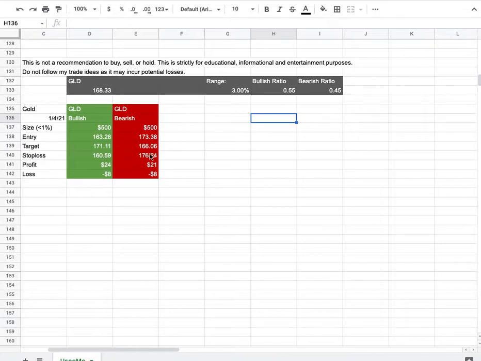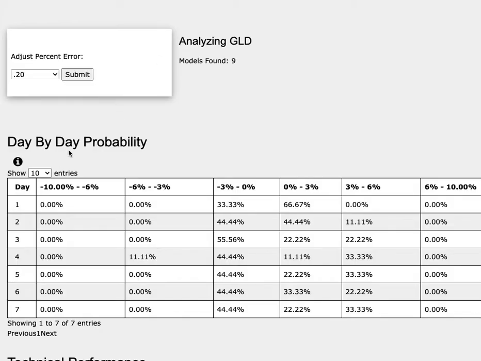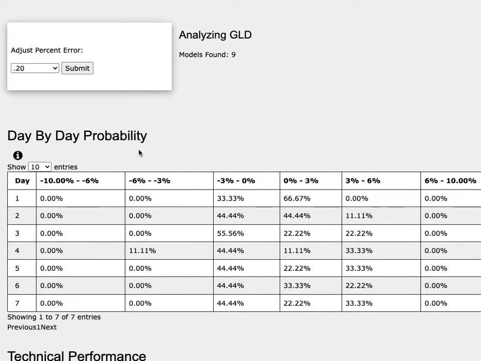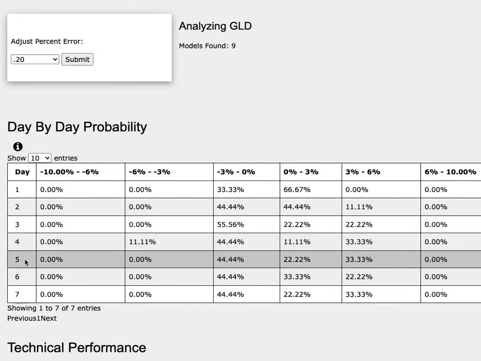So how did I develop these trade ideas? It all comes from the day-by-day probability model. And as we progress to the 5th day of trading, or week, gold futures has a 22% chance to climb between 0 to 3%, and a 33% chance to climb between 3 to 6%. To the downside, it has a 44% chance to fall between 0 to negative 3%.